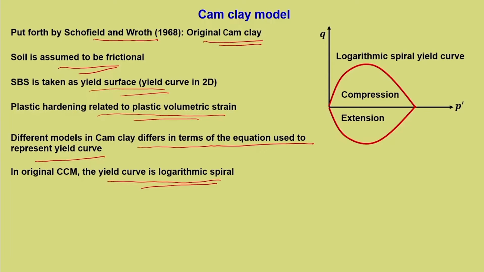So it looks something like this. It is in the Q-P dash plot. The yield curve is shown in this manner. So this is the yield curve. Now this is the logarithmic spiral yield curve.